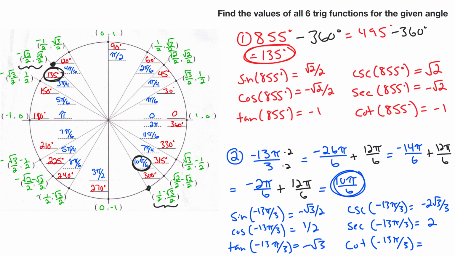For cotangent, we got multiple ways to get that, but I'm just going to look at the tangent and flip it upside down. Tangent is negative root 3. The reciprocal of that is negative 1 over root 3. Multiply top and bottom by root 3, and you will get negative root 3 over 3 as our final answer. And this is how you find any of the 6 trigonometric values for an angle or radian measure that is not on the unit circle.